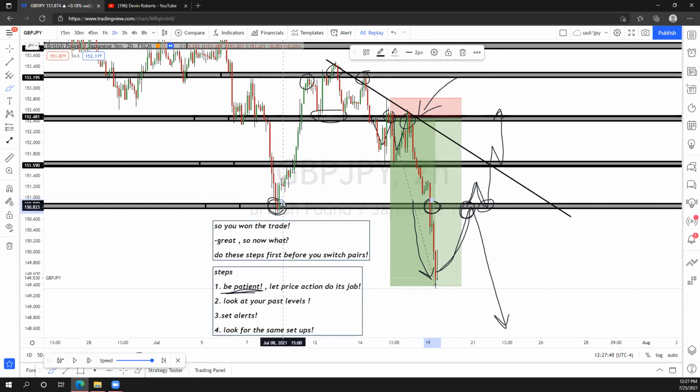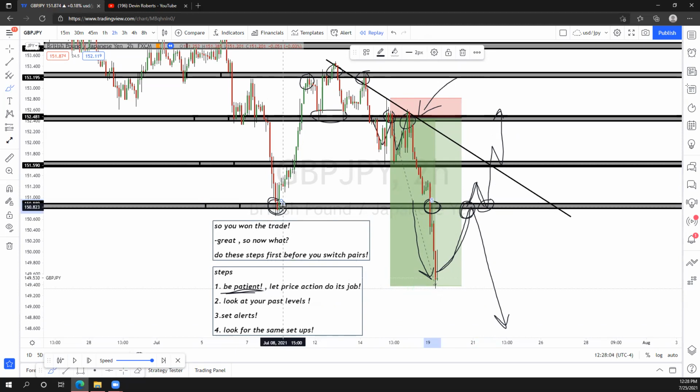So you set the alert at 150.83 or 82, whatever it may be. When price action comes back to that level, boom, ding, ding, ding. Now you know it's time to look for another great entry in the market, right? And make even more profit. And go to step four.